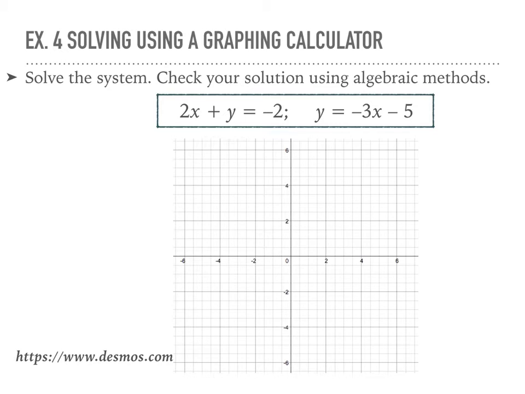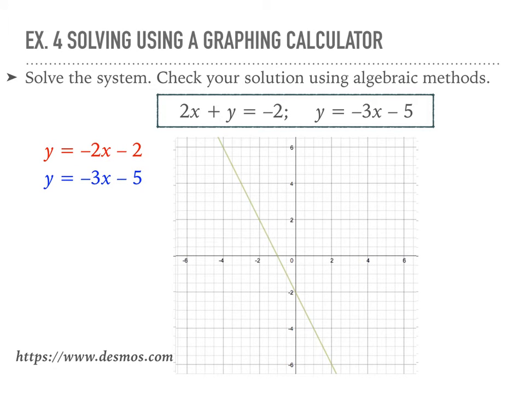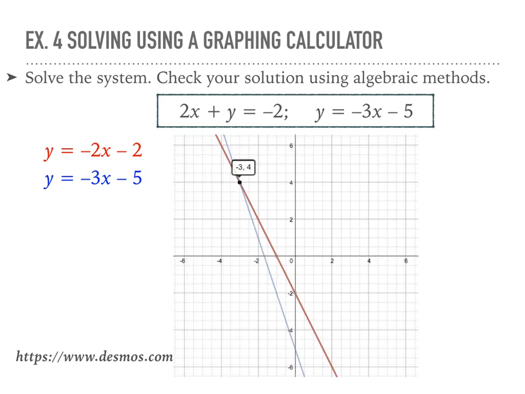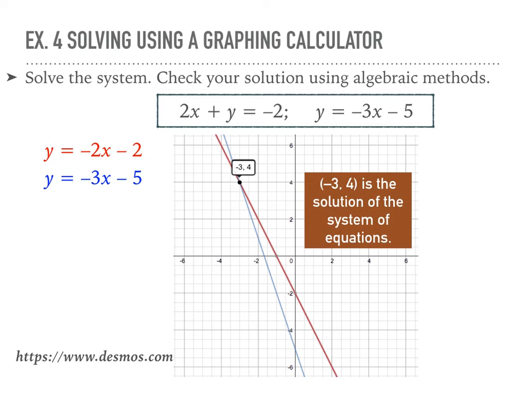Okay, we'll do one more example using a graphing calculator this time. We could first write it in slope-intercept form, especially if you don't have Desmos but you have a graphing calculator. And when you type them both in, the first equation with the y-intercept of -2 and the slope of -2 is graphed. The second equation has a y-intercept of -5 and a slope of -3. Using the technology, (-3, 4) is the solution to that system of equations.